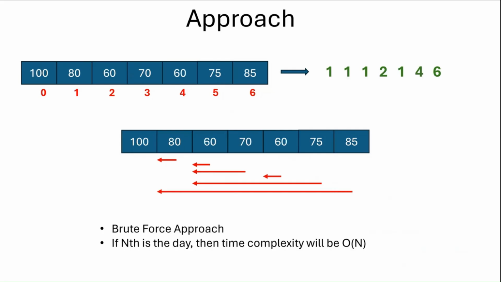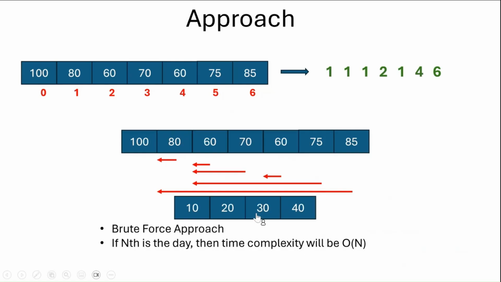And if nth is the new day or the current day, then the worst time complexity will be O of n. How? Let's say we have the stock prices like this: 10, 20, 30, 40. And when we get the stock price 50 for the current day, we need to go till day 1, because till day 1 there are stock prices less than or equal to 50.